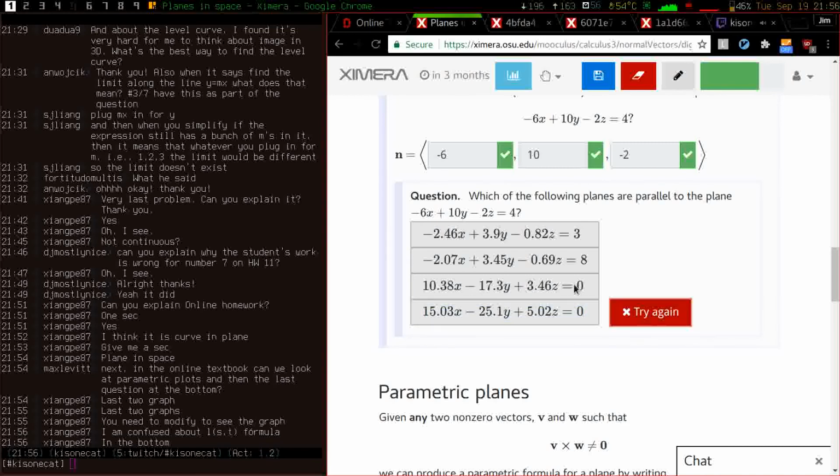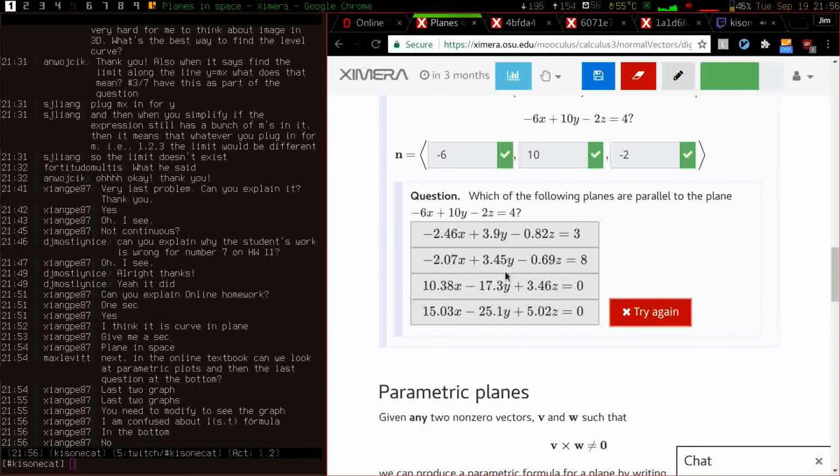Let's see, -6. Are these ratios the same as these? That looks okay. That seems okay.